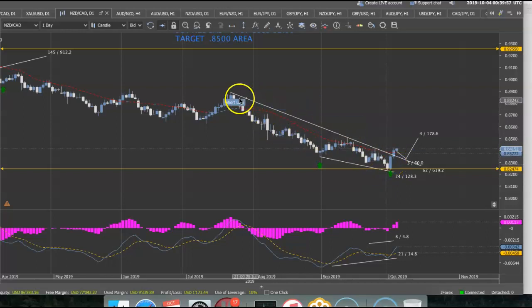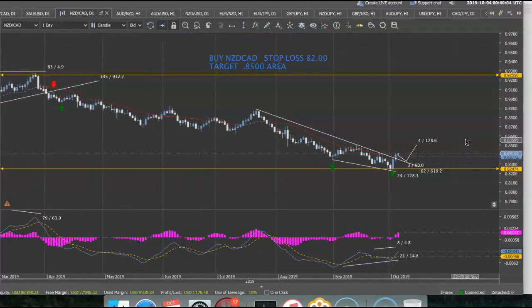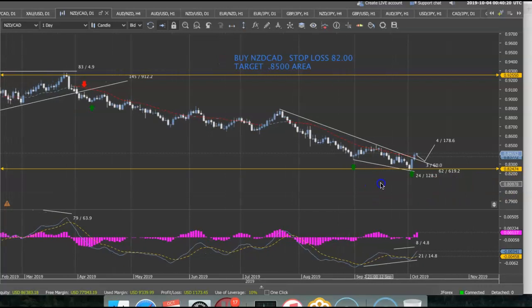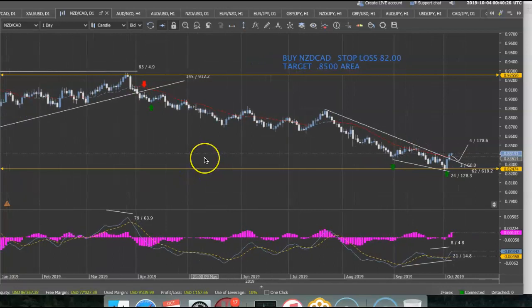This trade started all the way back. Let me just make this smaller so you can see how far this sell-off went. Notice the sell-off started all the way up here, back in March of 2019. April, May, June, July, August, September, October. This sell-off is over.